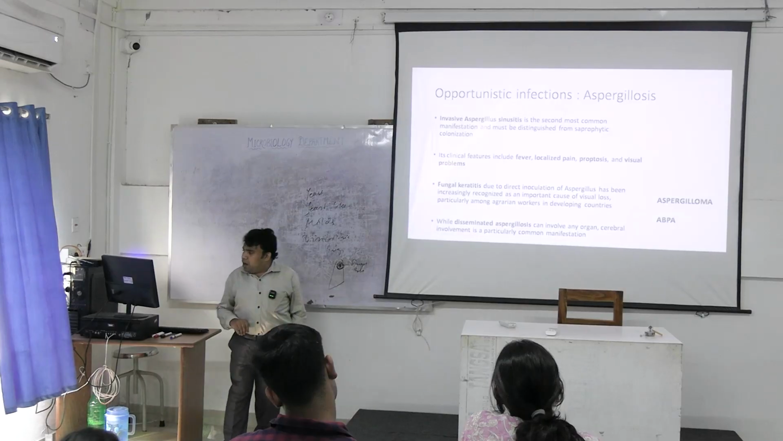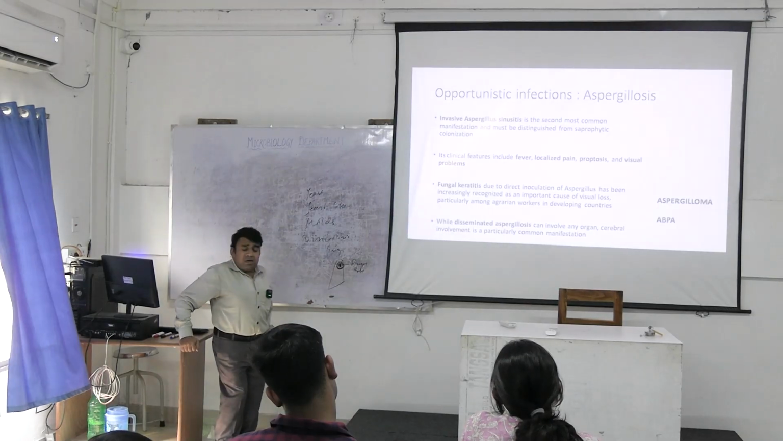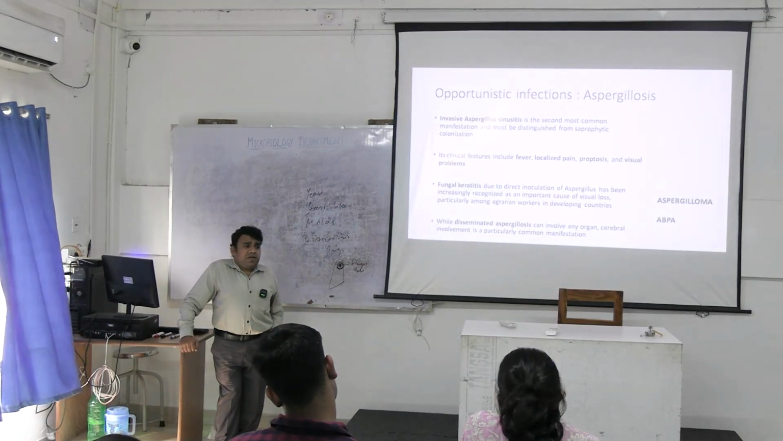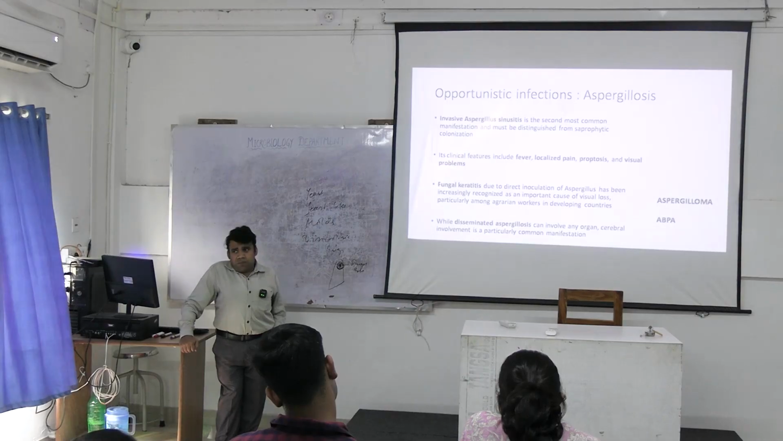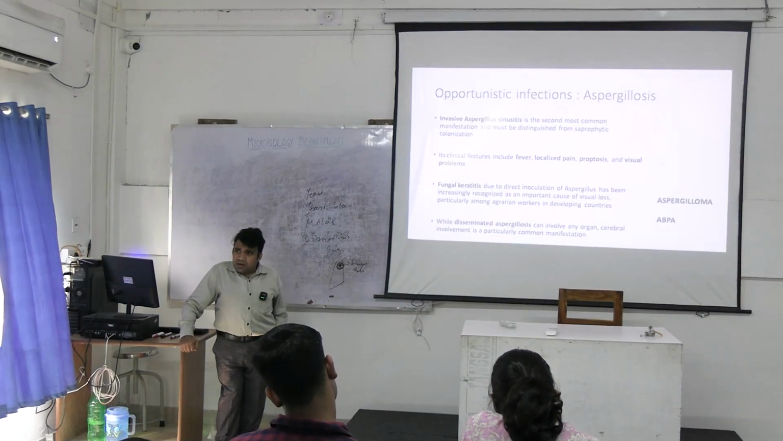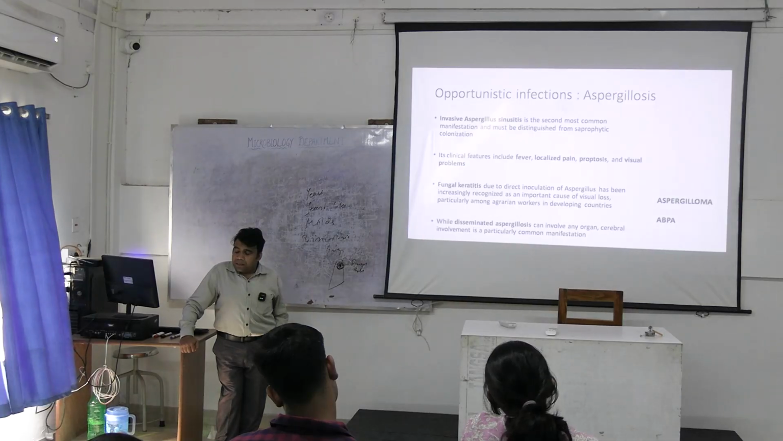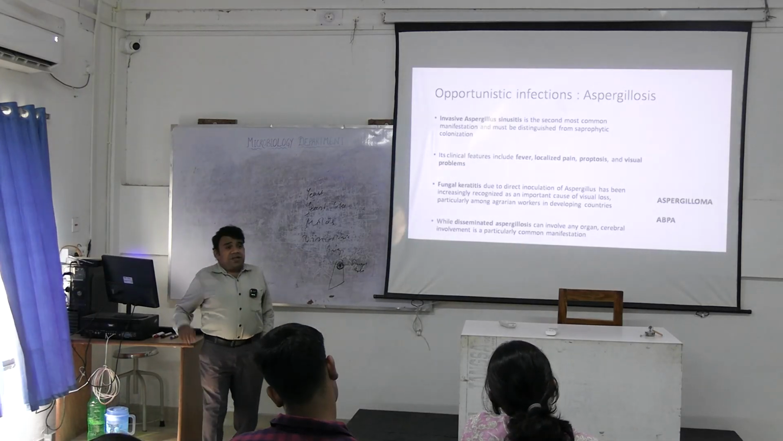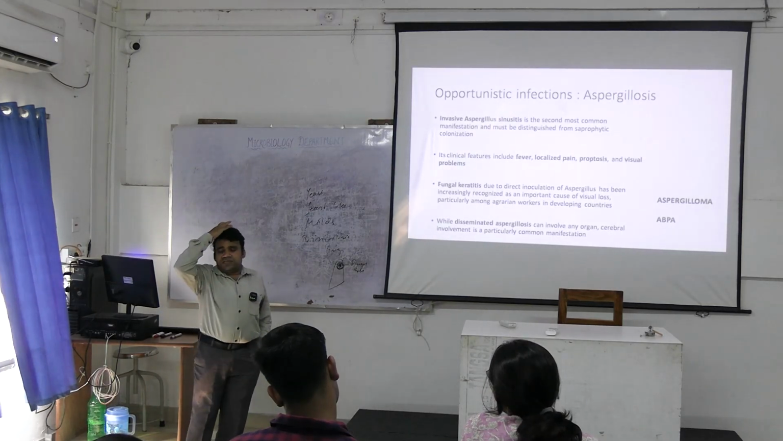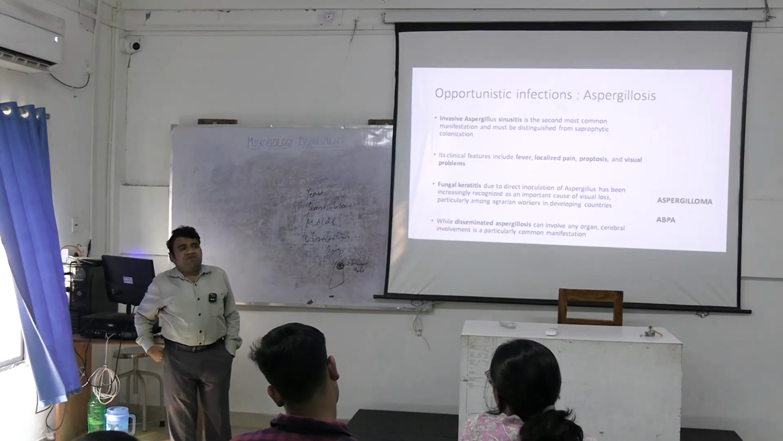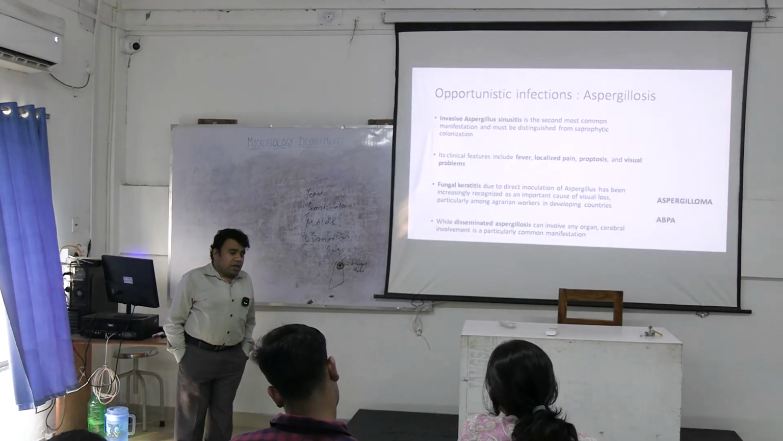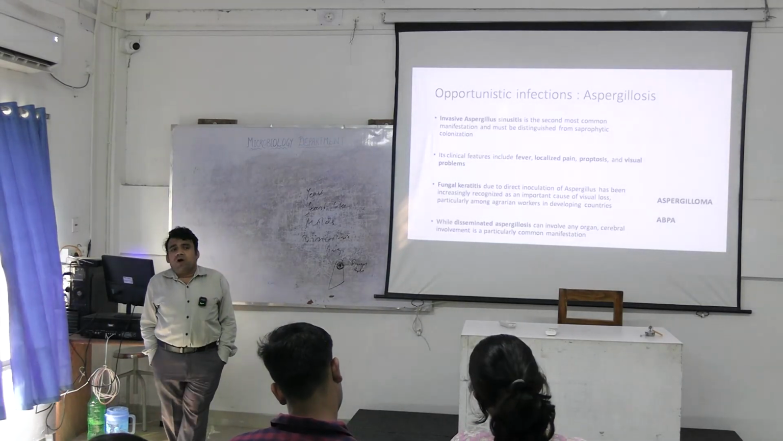Along with that, other invasive disease that can occur is that from the lungs, it may spread into the blood, and from there it can affect any internal organ like kidneys or liver, any organ. Another very important type of infection that is seen is called as fungal keratitis. Keratitis means infection of the cornea.